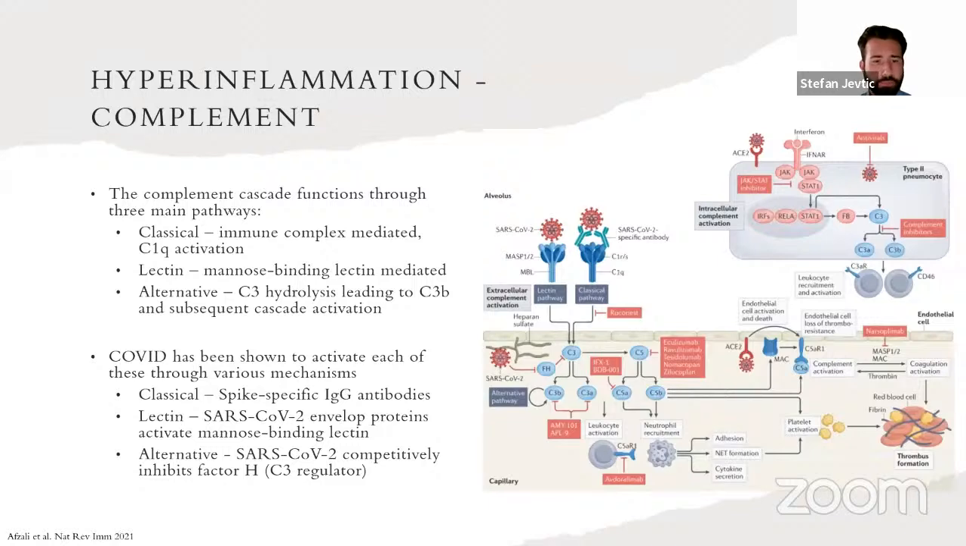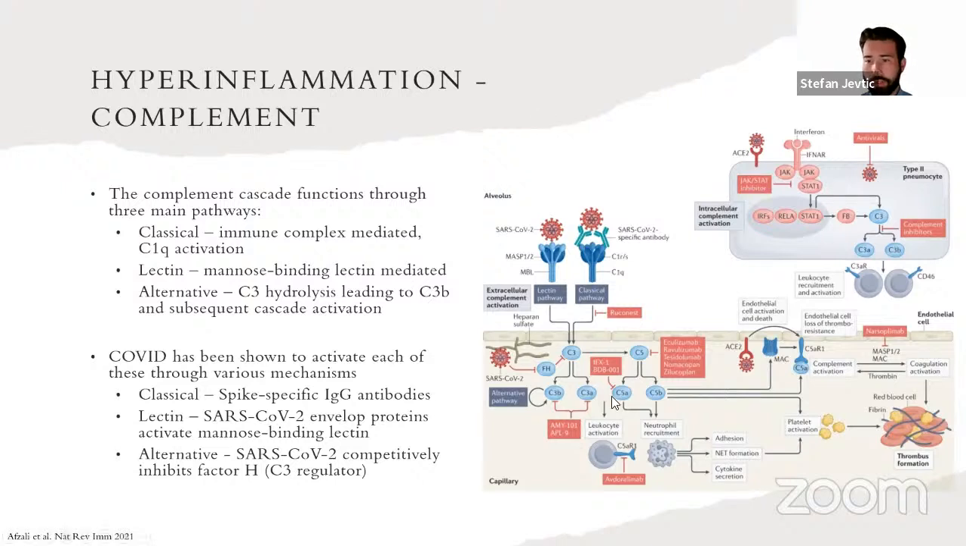hyperactivation role. The SARS-CoV-2 virus can also directly bind to mannose binding lectin through its proteins to activate the lectin-based pathway. Finally, the virus can also bind to heparan sulfate that's exposed on cells, and in doing so, it can inhibit factor H, which is an inhibitor of complement. So through the double negative, it's actually promoting activation of the alternative complement pathway.